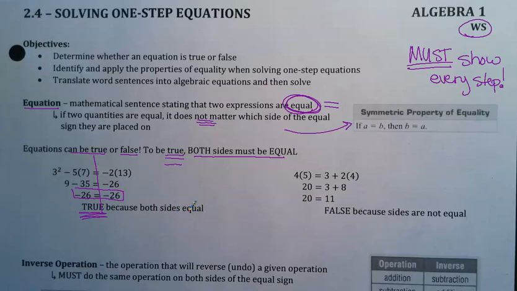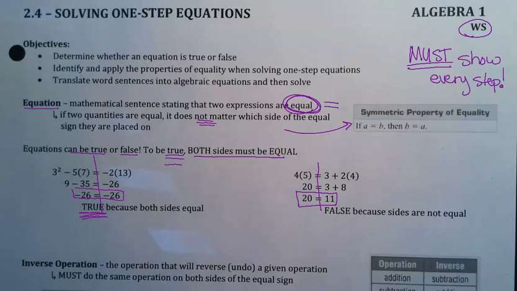In this other equation, again, you split an equation at the equal sign. So we have 4 times 5 equals 3 plus 2 times 4. Well, 4 times 5 is 20. Here we did 3 plus 2 times 4. 2 times 4 is 8. So now we have 3 plus 8 is 11. So 20 equals 11. This is not true. This is false because the sides are not equal. This is how we can have true and false equations.